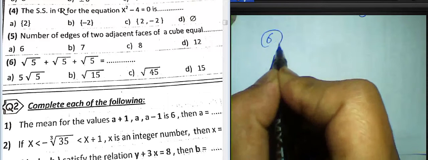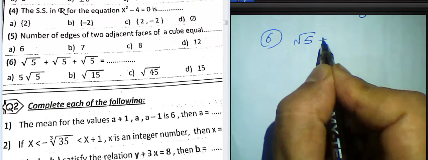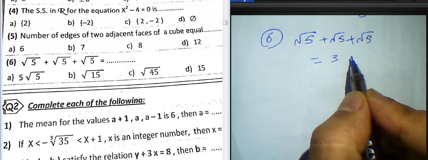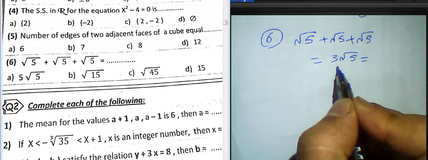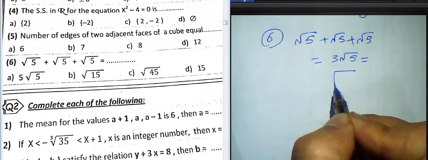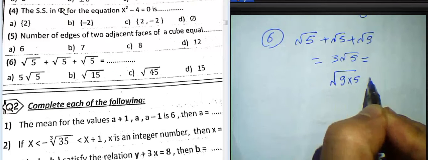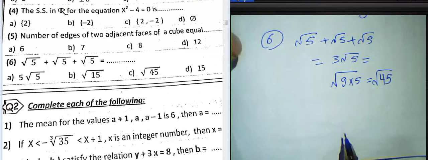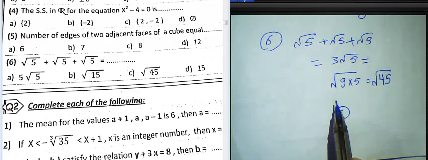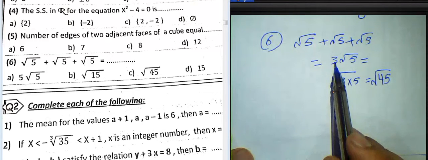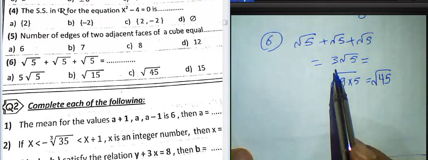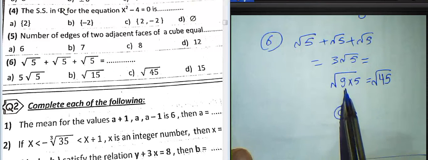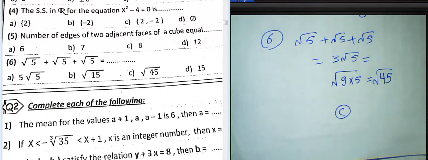Number 6. Root 5 plus root 5 plus root 5 will be 3 root 5. We can write this number as root 9 multiplied by 5. The result will be root 45, letter C. Why? Because we can write 3 inside the root by multiplying it by itself. It will be 9. 9 times 5 equals 45.